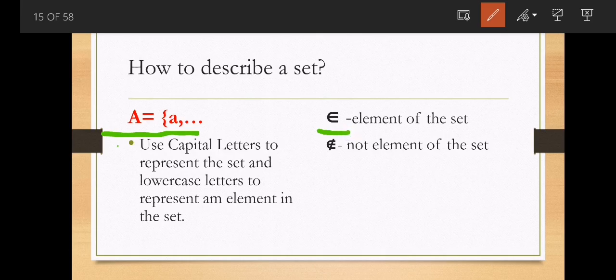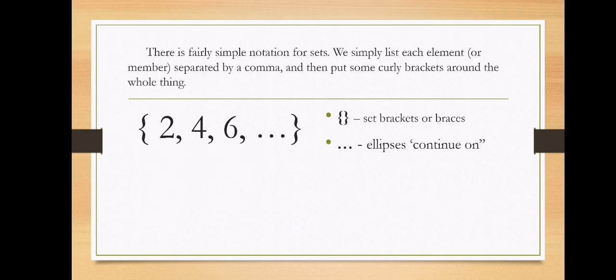This one, na parang letter E, symbolizes the element of the set. So, we have here naman na E din na parang na-crush out, what we called not element of the set.